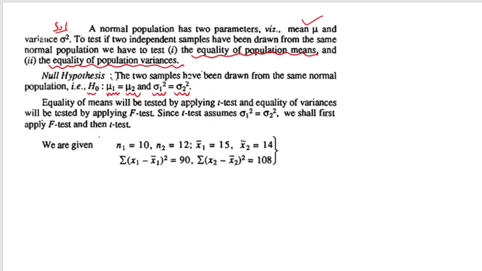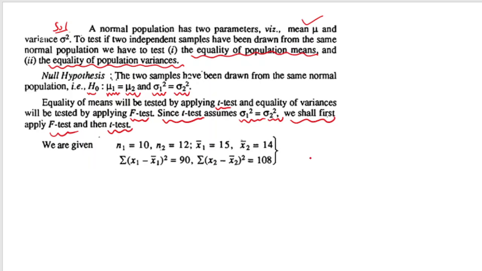Equality of means will be tested by applying the T test, and equality of variance will be tested by applying the F test. Since the T test assumes that sigma 1 square is equal to sigma 2 square, we shall first apply the F test and then apply the T test. I hope you have watched the previous video, in which I highlighted that to apply the T test we assume that the population variance is the same, right? Sigma 1 square is equal to sigma 2 square. So what is the process?